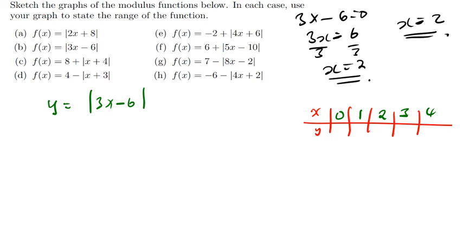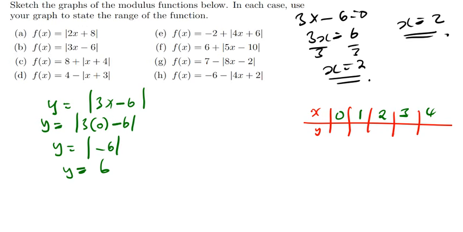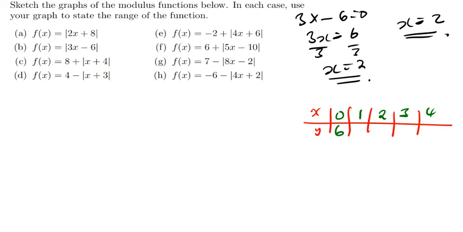Now y will be equal to, where there is x, put 0. What are we going to have? Y is equal to, this becomes 0, so it will be negative 6. Anything in the modulus comes out as a positive, so it is 6. Now let's put 1. So it will be 1 times 3, that is 3. 3 minus 6, that is negative 3. In the modulus, it comes out as positive, so that becomes 3.